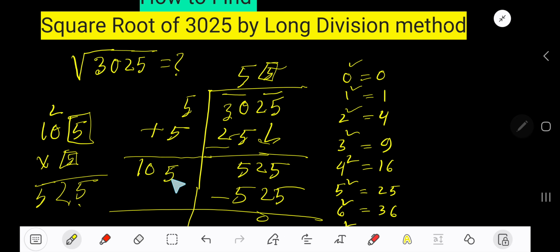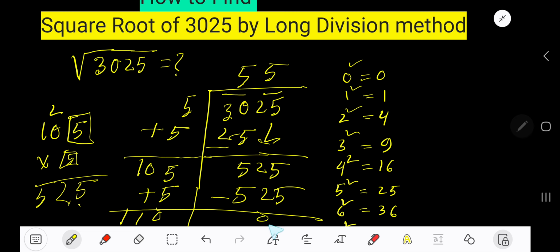Subtract, 0. Since we have placed the digit 5, 5 will come also here, and add 5 plus 5, 10. Write 0, carry 1 to the next column. 0 plus 1, 1, and 1. The double of 55 is 110. So we can say that our answer 55 is correct.